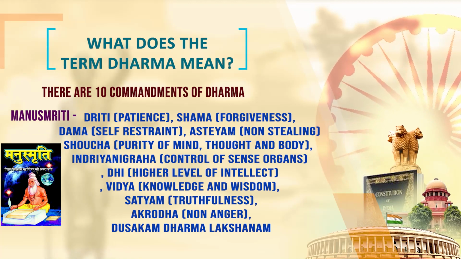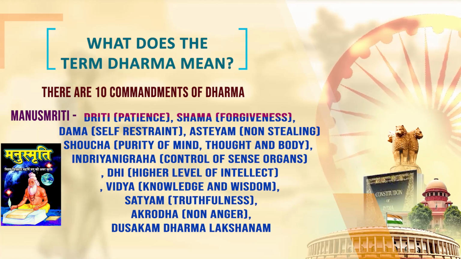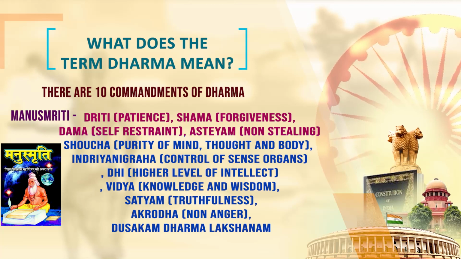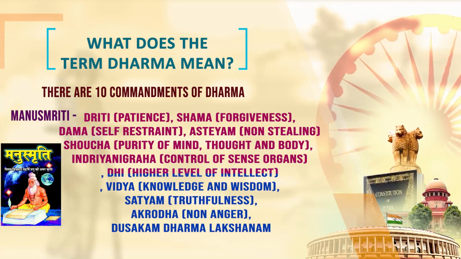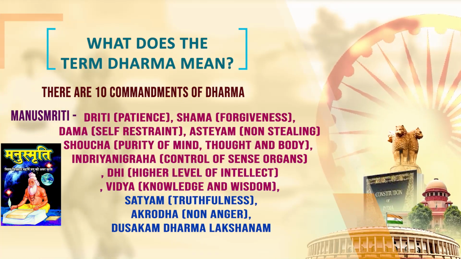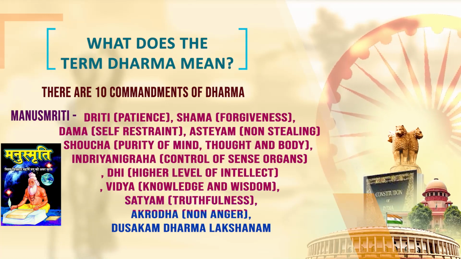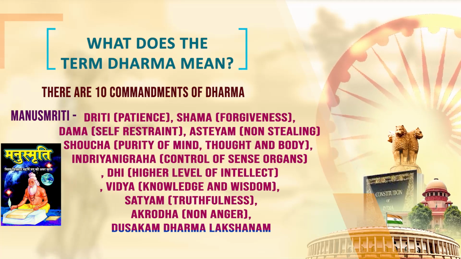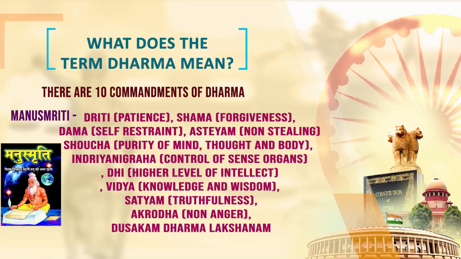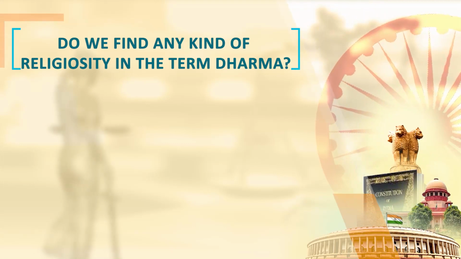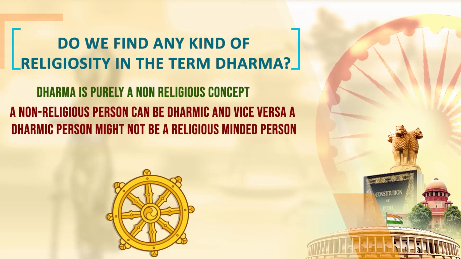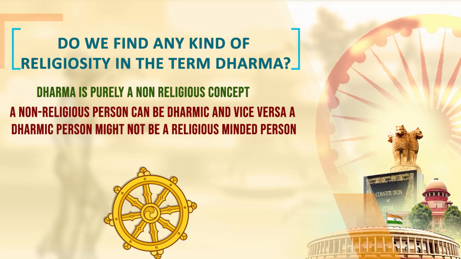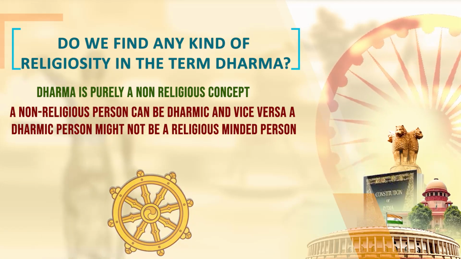So what are the 10 commandments? Dhriti means patience, kshama means forgiveness, dama means self-restraint, asteya means non-stealing, shaucha means purity of mind, thought and body, indriya nigraha means control of sense organs, dhi means higher level of intellect, vidya means knowledge and wisdom, satyam means truthfulness, and akrodha means non-anger. So do we find any kind of religiosity in the term dharma? Dharma is purely a non-religious concept. A non-religious person can be dharmic, and vice versa, a dharmic person might not be a religious-minded person.